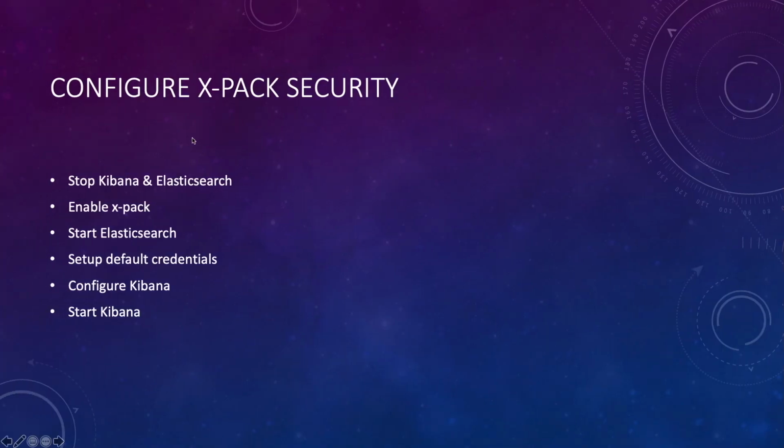There are 6 steps to configure xpack security. First, you have to stop Kibana and Elasticsearch service. Then you have to enable xpack. Now, in the previous versions of Elasticsearch, you had to install xpack as well. In the current version 7.6, as of the time of this recording, you do not have to install xpack, you just have to enable it. After that, you need to start Elasticsearch service. Then we have to set up some default credentials for built-in Elasticsearch users. Once those credentials have been set up, we can configure Kibana to authenticate against the Elasticsearch cluster using the credentials we've just set up. And finally, we can start the Kibana service.